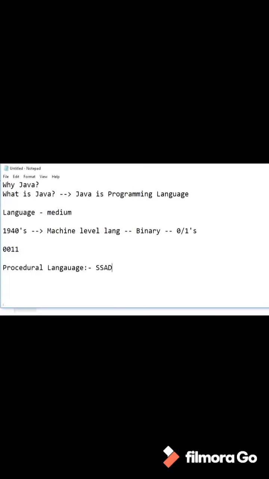And this procedural language is also called SSAD, structured system analysis and design. What is it? So you know about C, yes? These are a little bit on the upper side. I mean, they are not closer to the machine now. They are higher level languages.